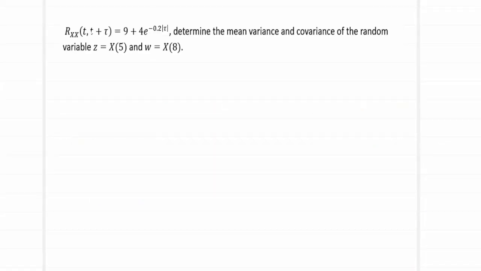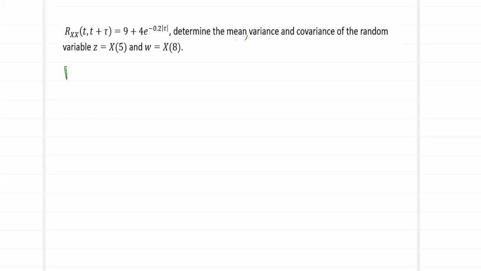And now moving on to the next problem, we have rxx of t comma t plus tau is 9 plus 4 e power minus 0.2 tau. We will have to determine the mean, variance and covariance of the random variables Z is equal to x of 5 and W is equal to x of 8. So till now we have been doing with only mean and variance of the process given the autocorrelation. Now we have been given a random variable for which we have been asked to find what is going to be the mean and variance.